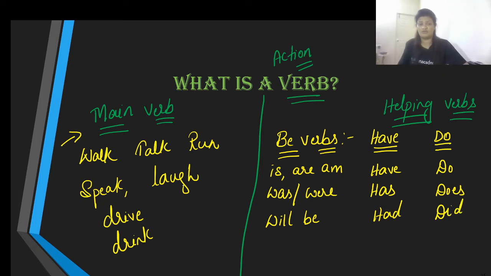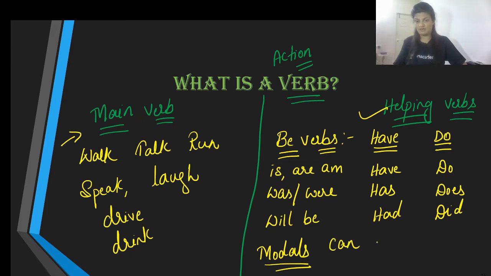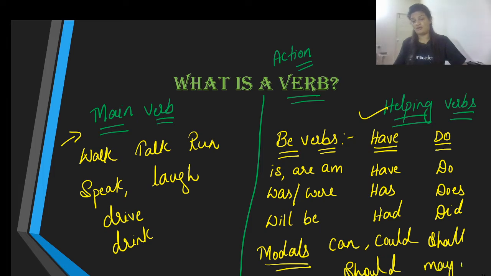You also have other verbs called modals, which come under the category of auxiliaries or helping verbs. Modals are verbs like can, could, shall, should, or may, or might. Now, all these are referred to as helping verbs, and they help in connecting the subject with the main verbs. That is why they are referred to as helping verbs.